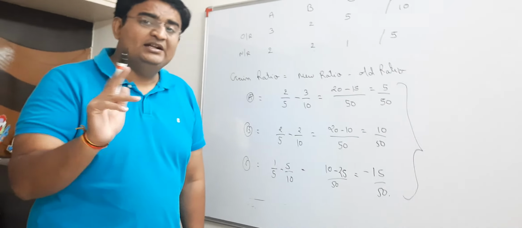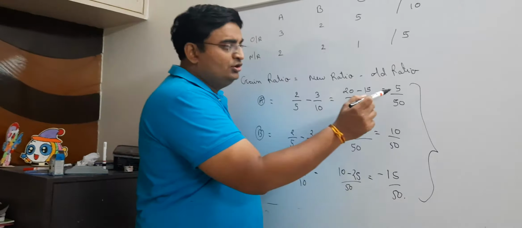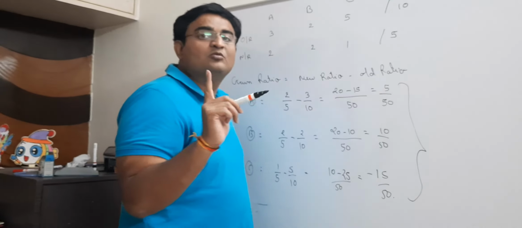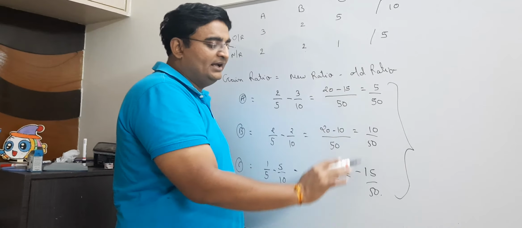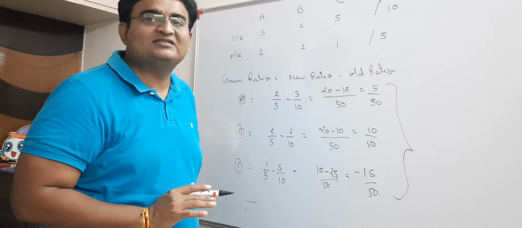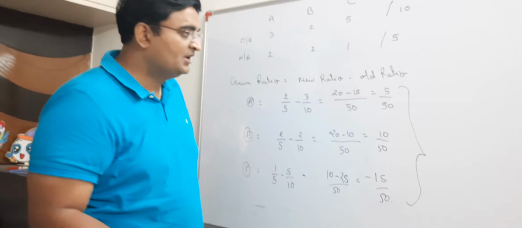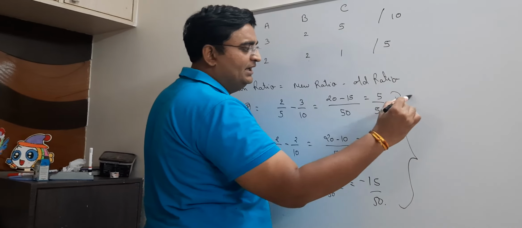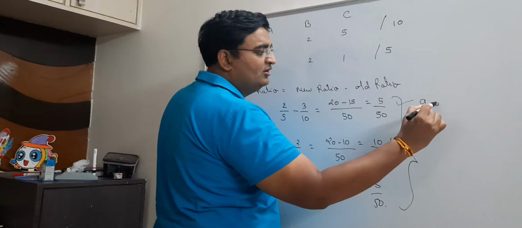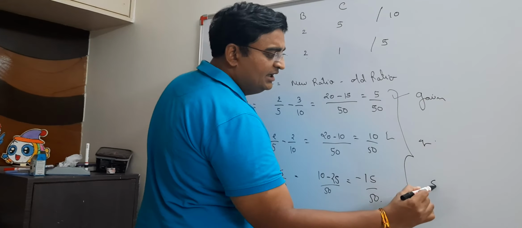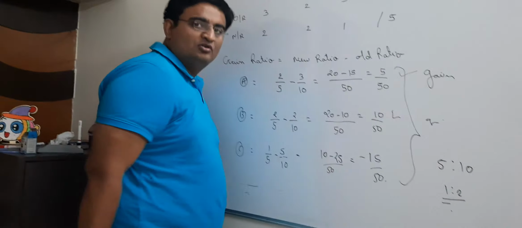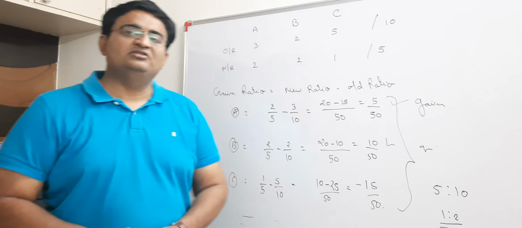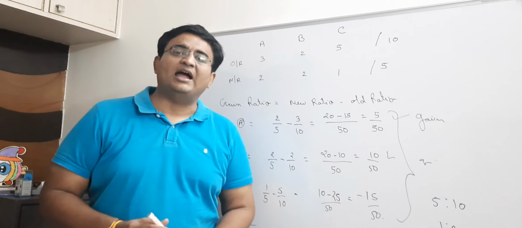So students, this hint is to be kept in mind. The total of the numerators must come to 0. I came to know that I had made a mistake somewhere because all the answers were positive. Now here who is positive? That is A and B. So here we have to write gain. Gaining in which ratio? 5:10. So you can write simply 1:2.